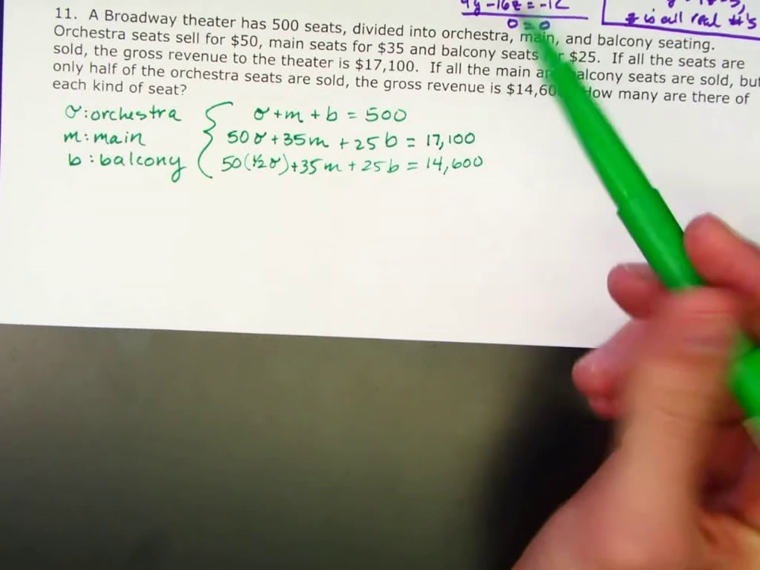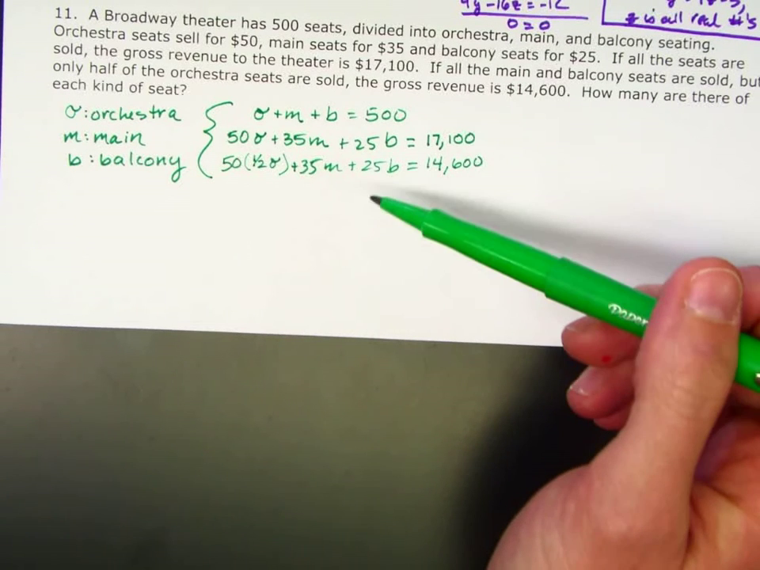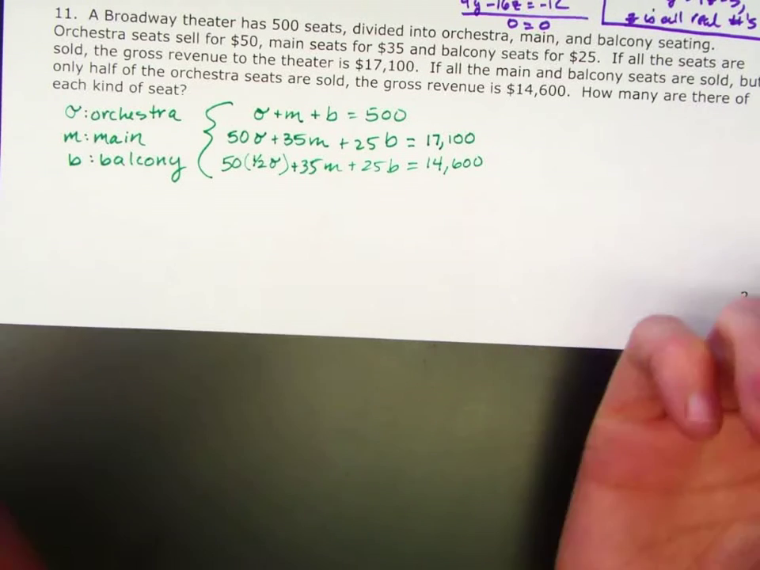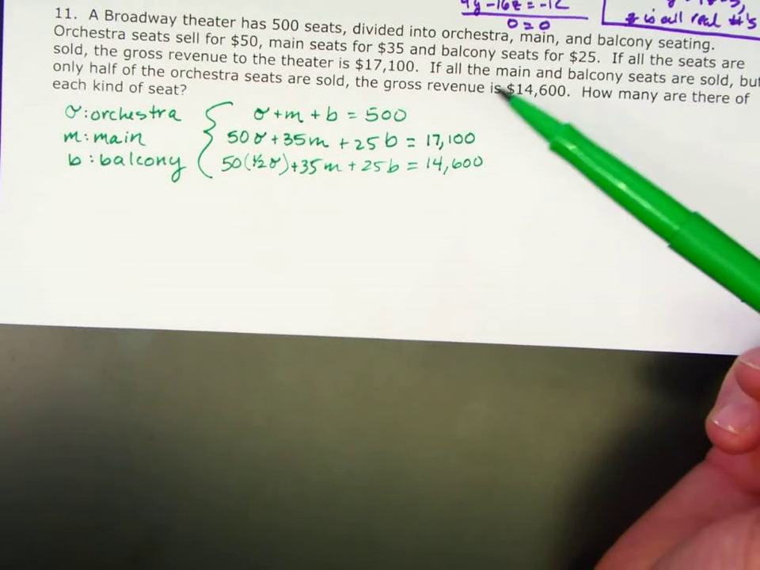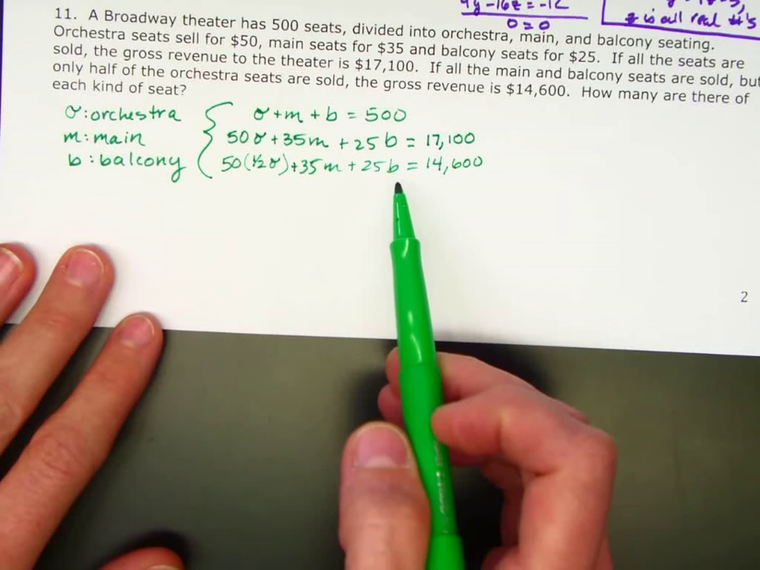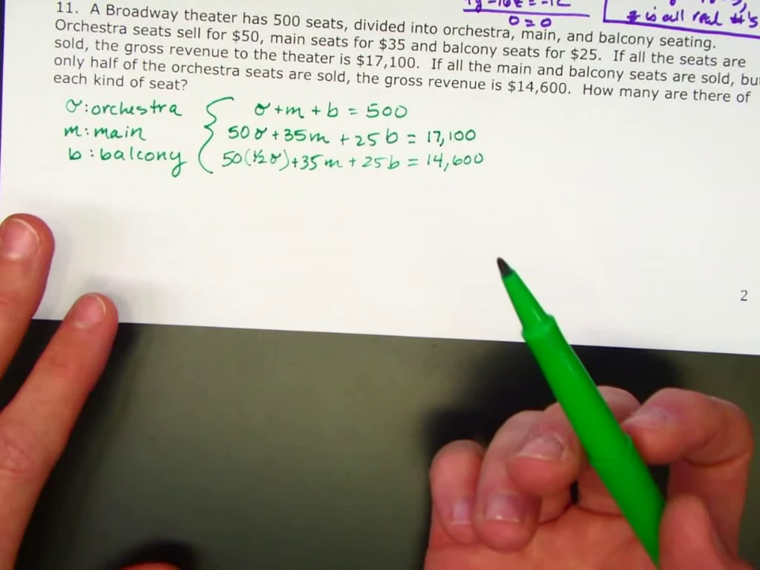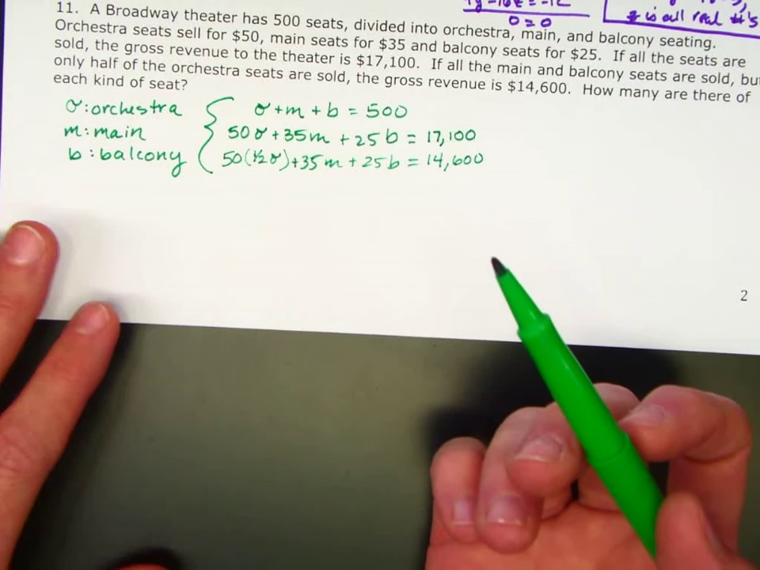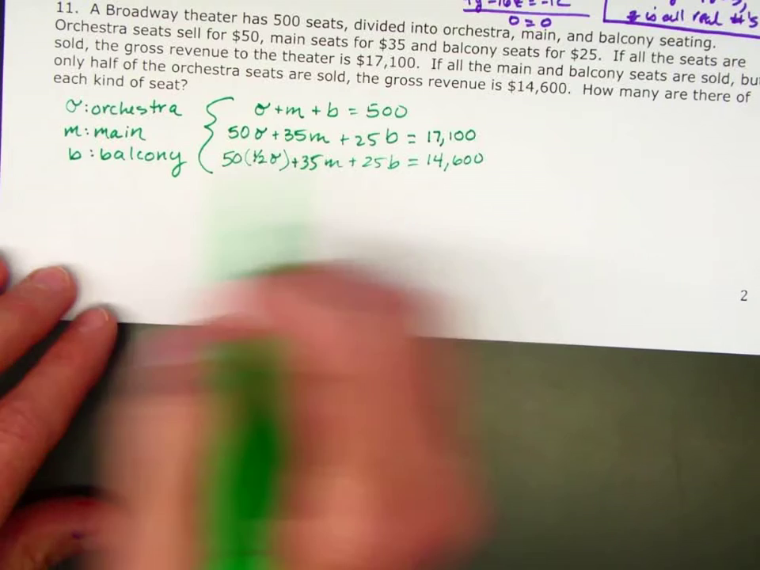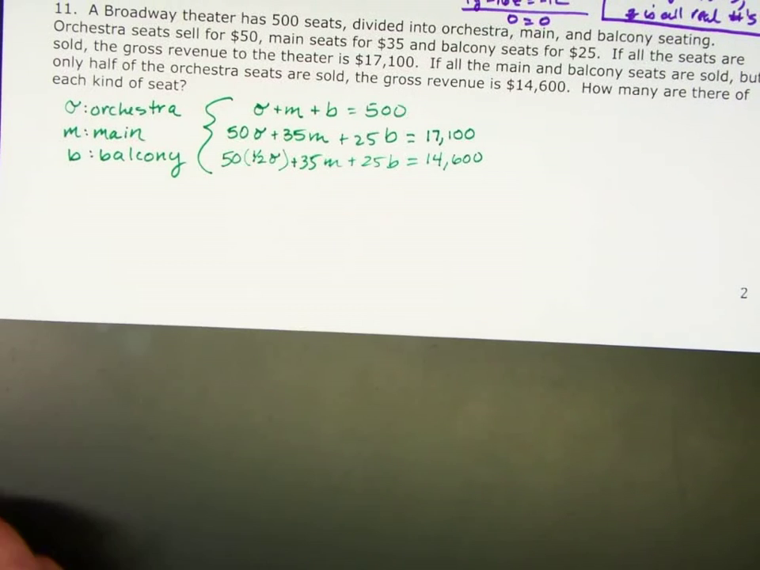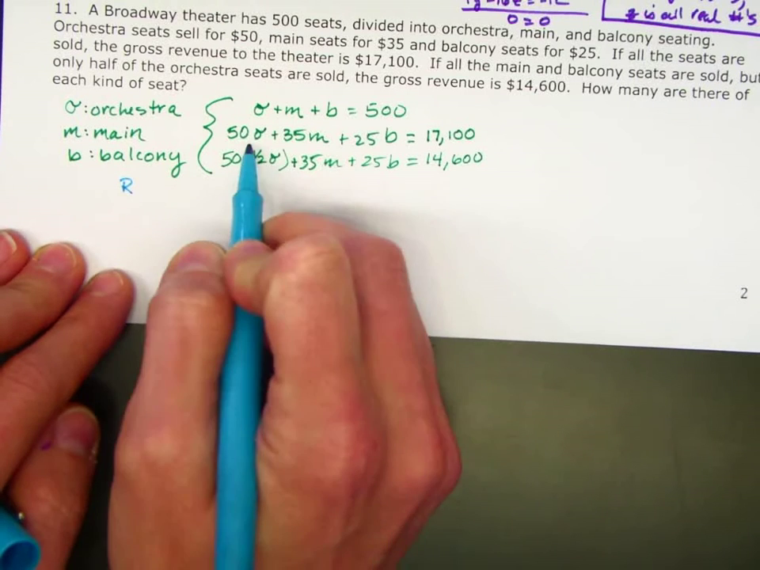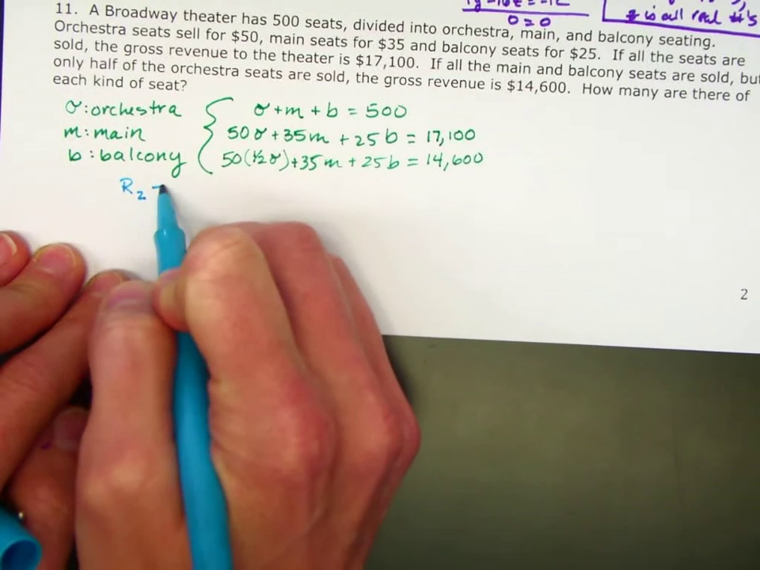Now I do have all three variables for all three parts, so generally I would say let's eliminate a variable twice. We can do that, but if you notice, we have the same M and B amounts here, so we can actually easily solve for the orchestra seats and get that answer, and then we can just plug it in to a couple of them. So in terms of solving, I'm going to do row 2 minus row 3.